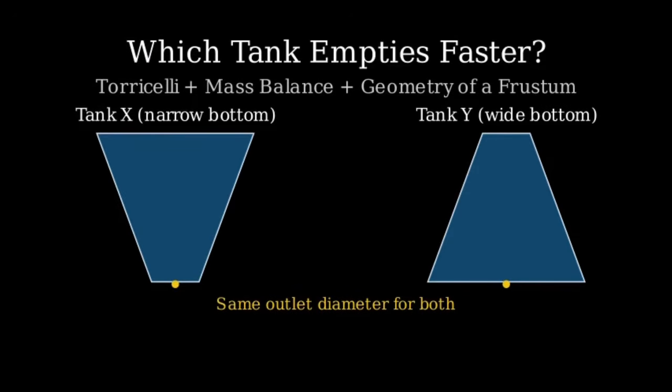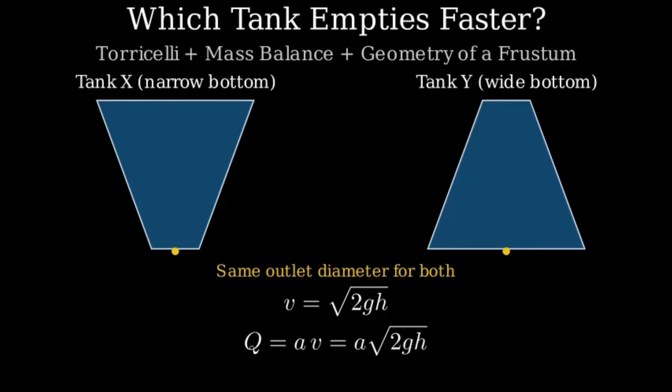We start from Torricelli's law, which comes from Bernoulli, ignoring losses. The exit speed V equals the square root of 2gh, where h is the water height above the hole. The volume flow rate is area times speed. So Q equals a times the square root of 2gh, where a is the outlet area.